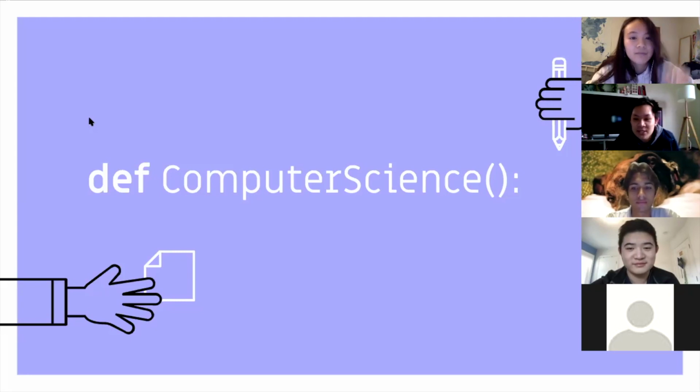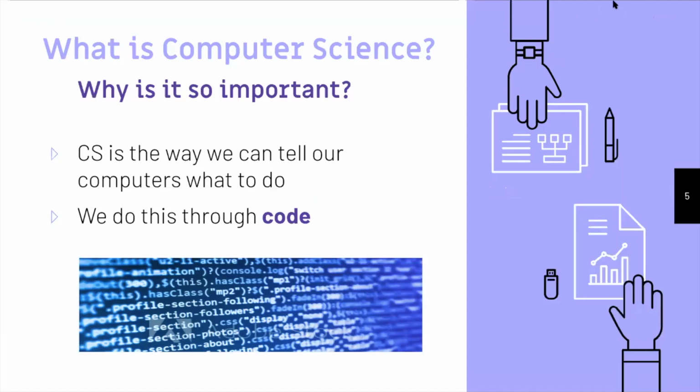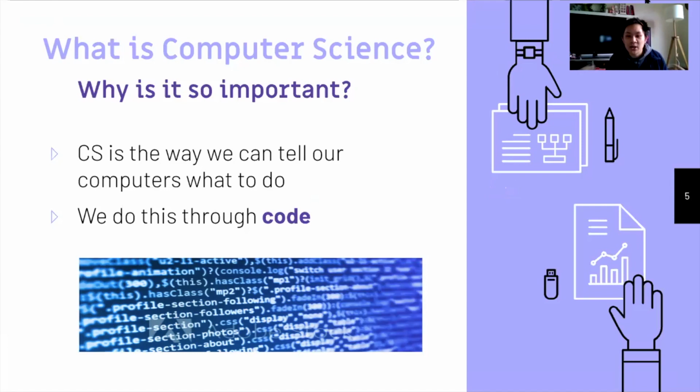Can I get the next slide, please? Yeah, so computer science is all about coding and designing programs. Essentially, it's all about how we talk to our computers. Implementation, user testing, and documentation. Wow, you guys sound really smart.